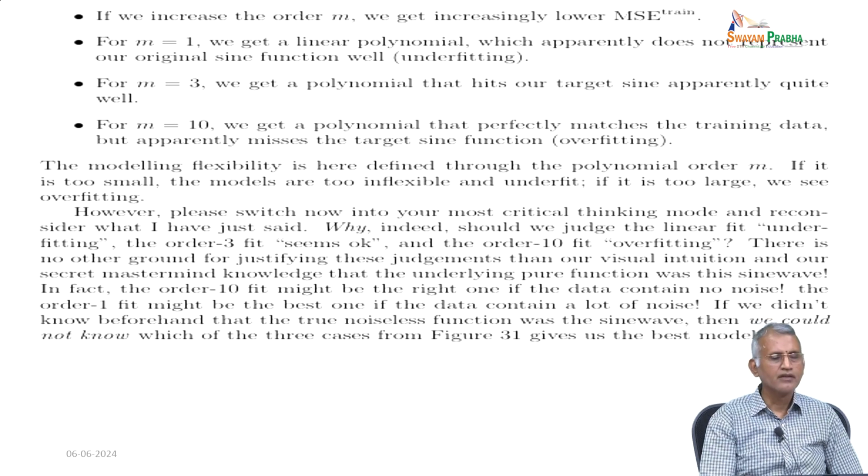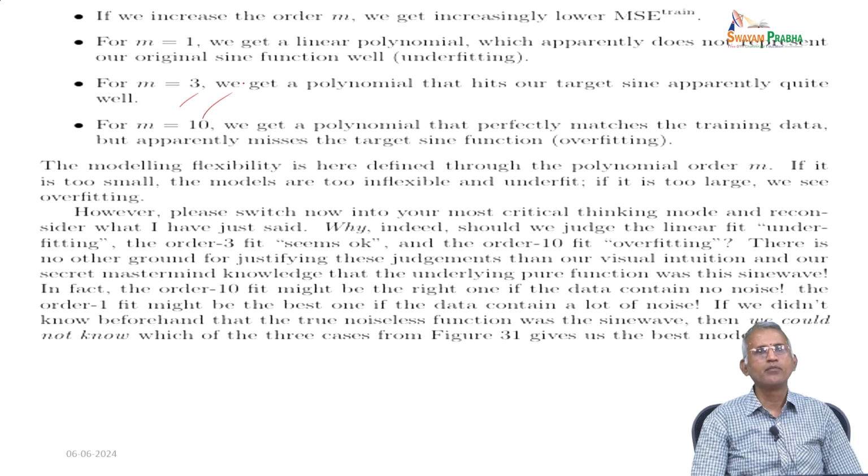For m equal to 1, we get a linear polynomial which apparently does not represent the original function, so it is underfitting. For m equal to 3, we get a polynomial that hits our target sine apparently quite well. For m equal to 10, we get a polynomial that perfectly matches the training data but apparently misses the target sine function, which is overfitting. So, the model flexibility is here defined through the polynomial order m. If it is too small, the models are too inflexible and underfit. If it is too large, we see overfitting.